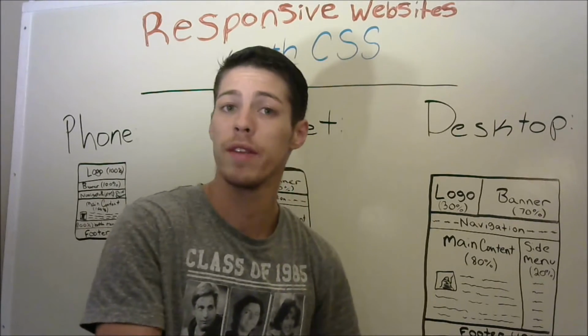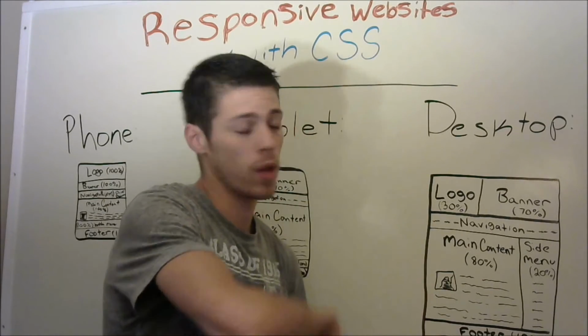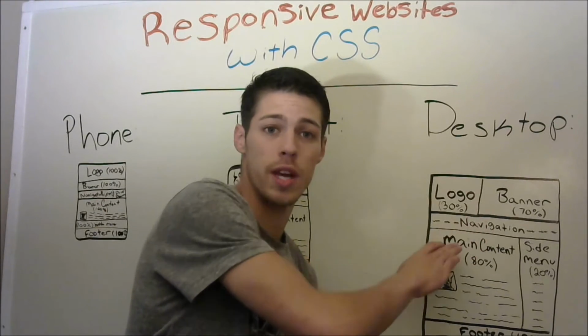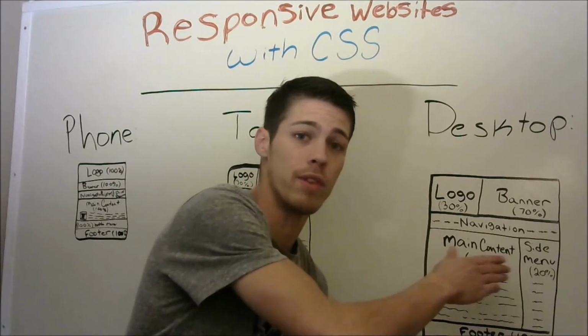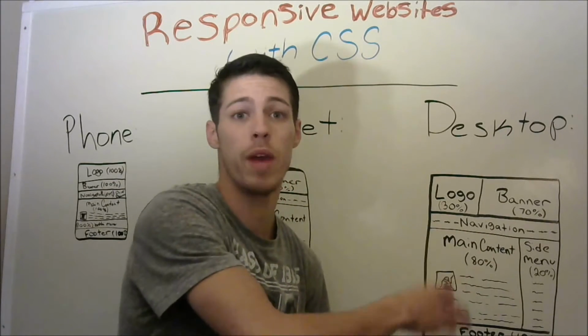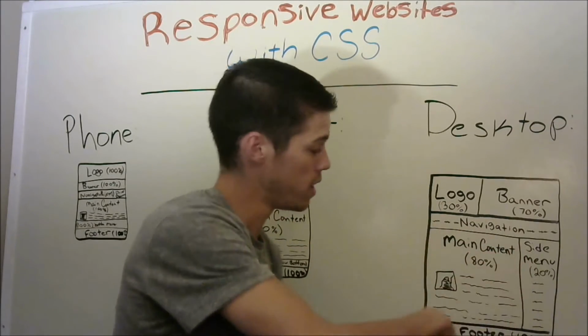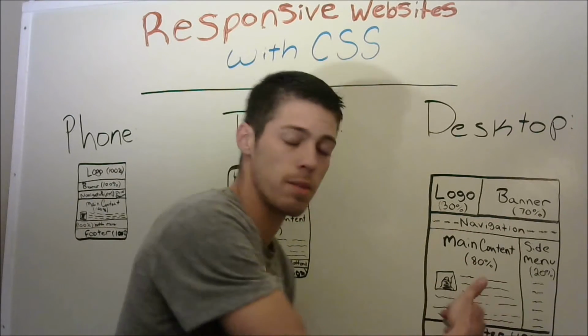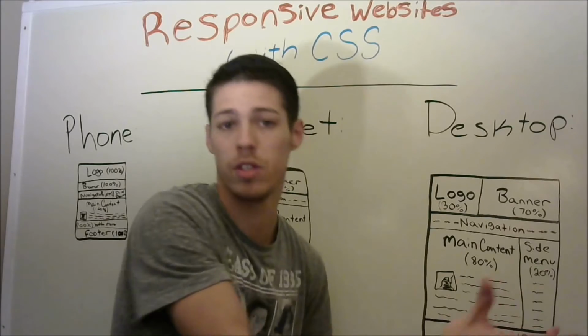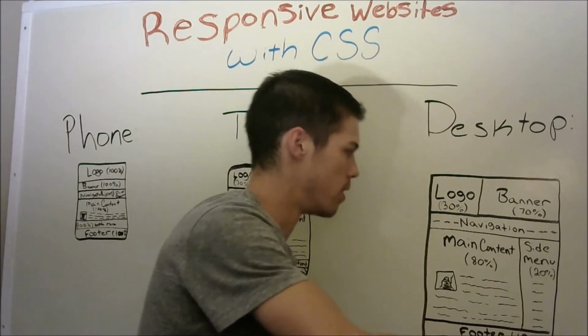So for instance, when we look at the desktop, and here's just an example, we have a 30% logo space and then we have a 70% banner space. And then we actually have a full-size navigation with links on each one. And you can see the main content takes up 80% and the side menu, for instance, is 20%. And then we have a footer of 100%.